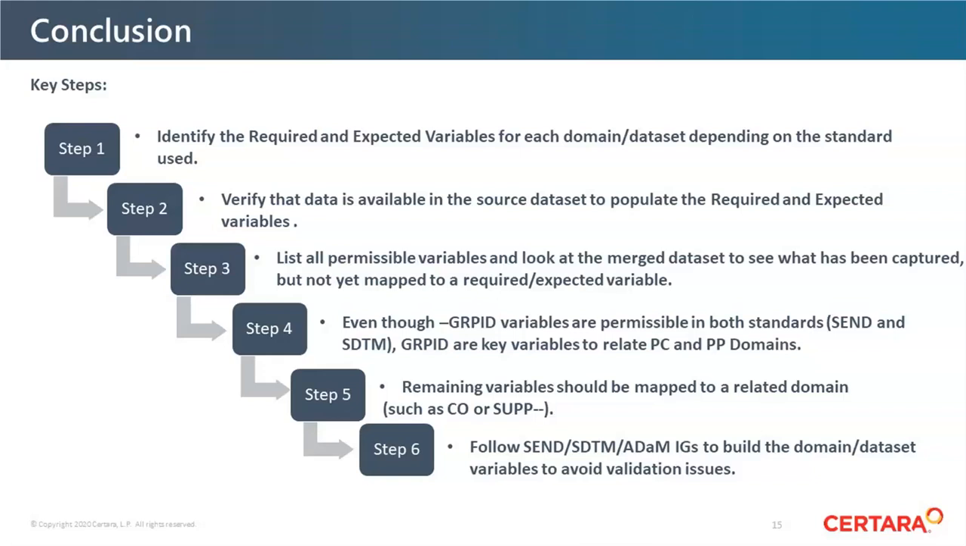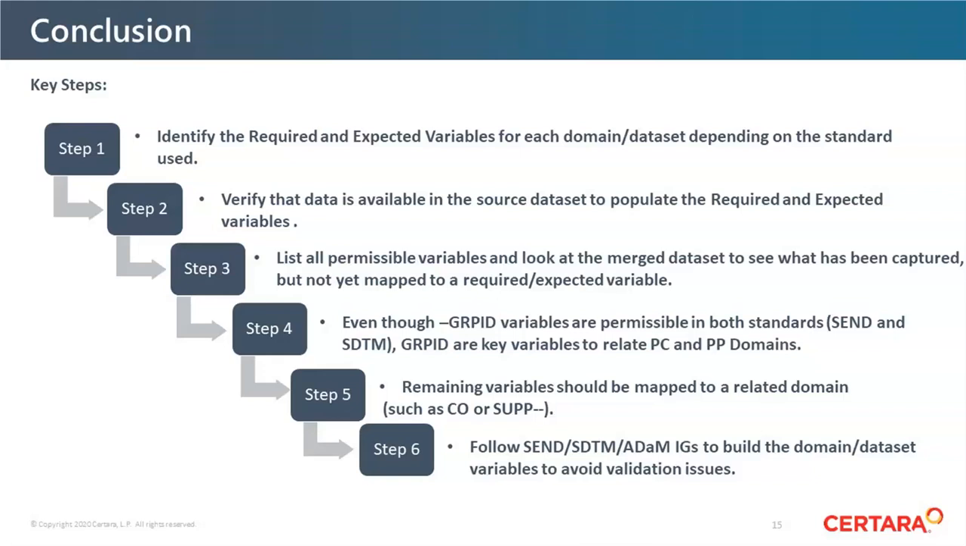Step 3 is, if I have data available for permissible variables, we need to populate them. So we list all the permissible variables and look at the merged dataset to see what has been captured but not yet mapped to a required and expected variable. Step 4 is, we know that the GRPID, which is the group ID variable, is permissible in both standards, SEND and SDTM, but they are key variables to relate PC and PP domains.